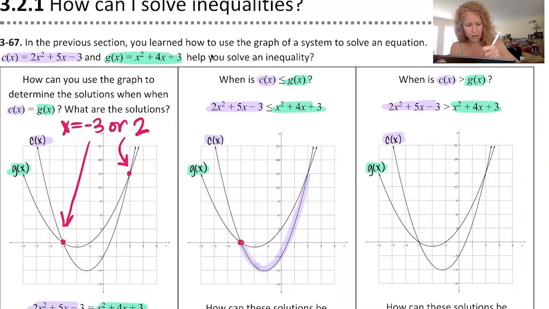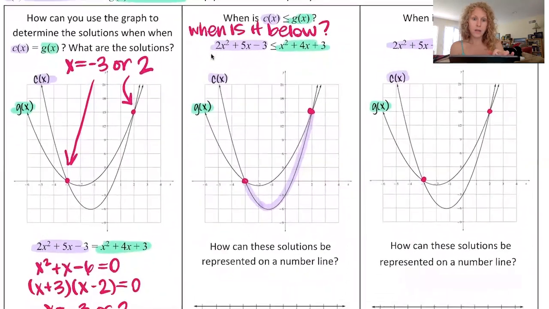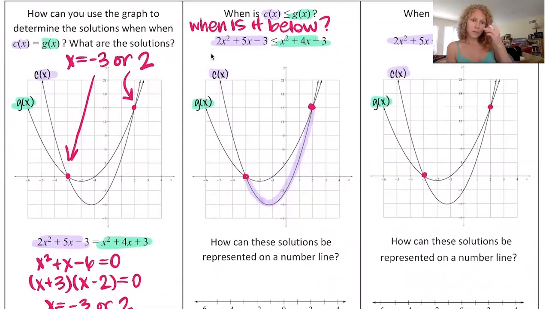And you still actually have the same boundary points. So these aren't actually changing. They're going to be over here as well. Same boundary points. When is c of x below g of x? Or when is that function less than or equal to the other function? Well, it's in this area right here. So that would mean we're talking about when x is anywhere between -3 and +2. And this is actually less than or equal to.